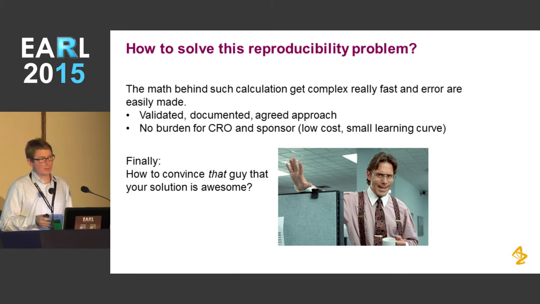So the math behind running this prediction can get very complex easily because there are multiple ways of doing it. It depends on the data you have at the beginning, so you need to agree on that. It depends on the assumptions you made at the beginning, and if those assumptions are not made, you need to agree on them. And you need to validate, document, and have both parties work on it. And ideally, it should be no burden for the CRO and the sponsor to run those particular statistical procedures. So that's kind of the context. You need to produce a solution. They come to us and say, we have this huge problem. Can you do that with a very low cost and a small learning curve?